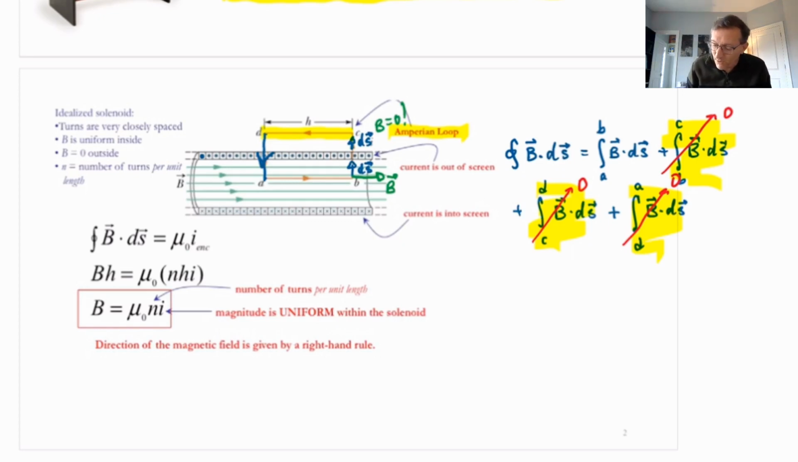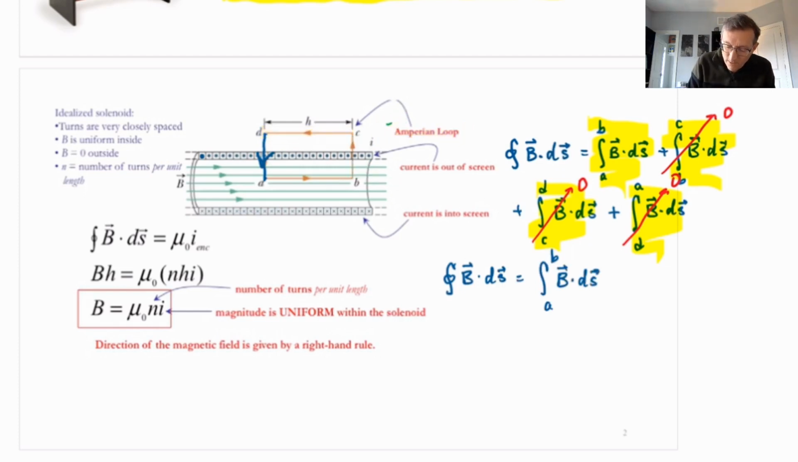So notice then, the only contribution I'm going to get to the circulation is when I integrate B dot ds along the segment from A to B. So now we focus on that. So now I just integrate from point A to point B. So now all this other stuff can go. And now I imagine a little step along here, maybe right there. There's the ds. But the B that's the same direction as the B, isn't it?